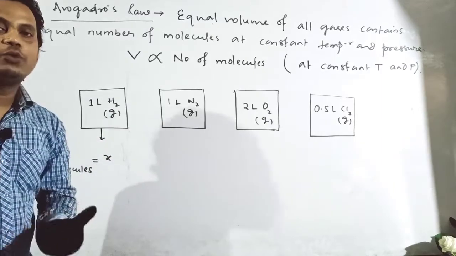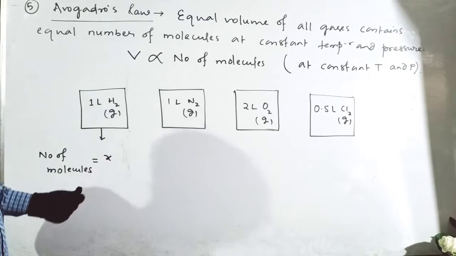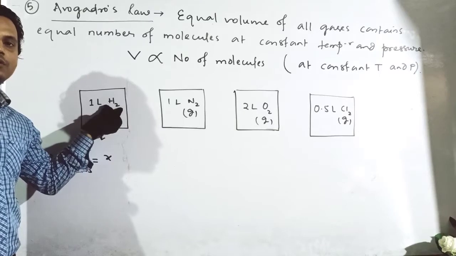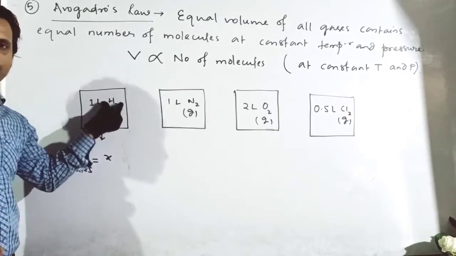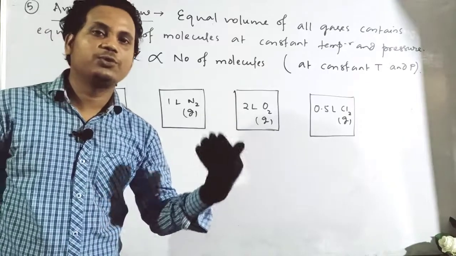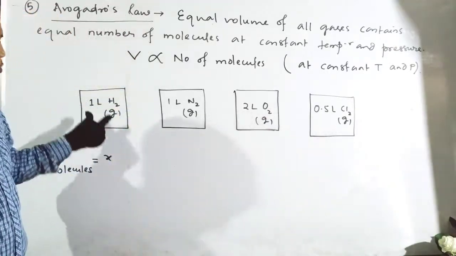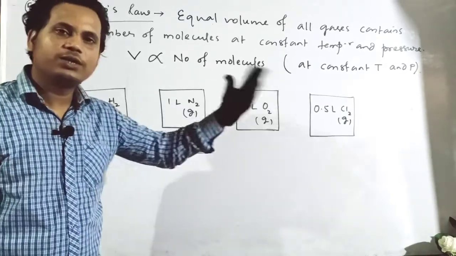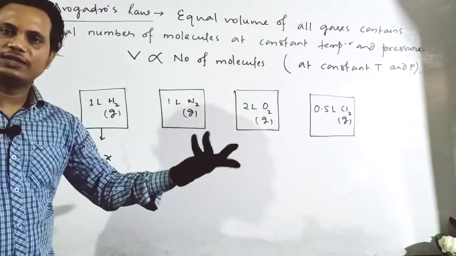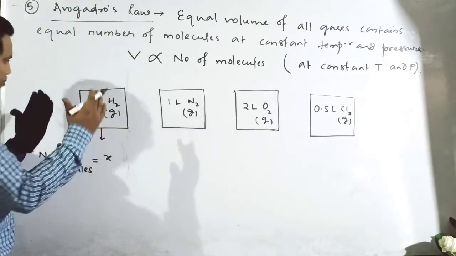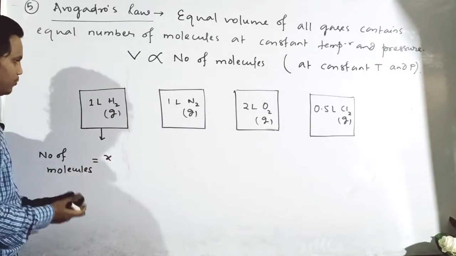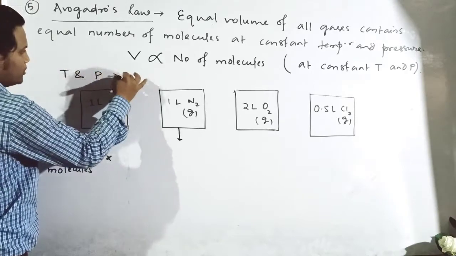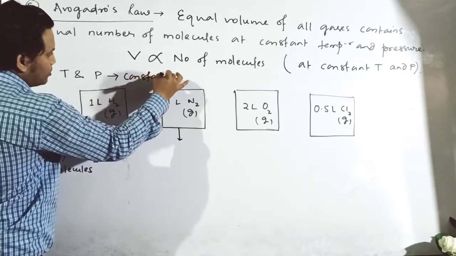With the help of the mole concept, you can also find the number of molecules. We can say that 1 mole of hydrogen contains 6.022 × 10^23 molecules. So 1 mole means 22.4 liter, so 22.4 liter contains this, and 1 liter contains this fraction. In this way, you can find it. Suppose this contains X number of molecules. Temperature and pressure are constant, this is the condition we have taken.